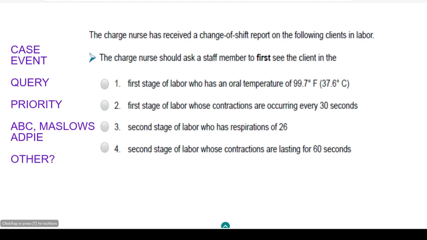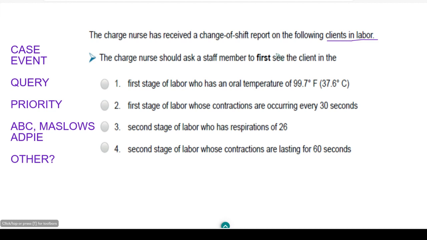All right. If you've studied with me before, then you know the first thing that we need to do is break down our case event. We have a charge nurse, and the charge nurse has received a change of shift report on the following clients in labor. So everybody's in labor. We got 4 patients. The charge nurse should ask a staff member to first see the client in the blank: 1, 2, 3, or 4.